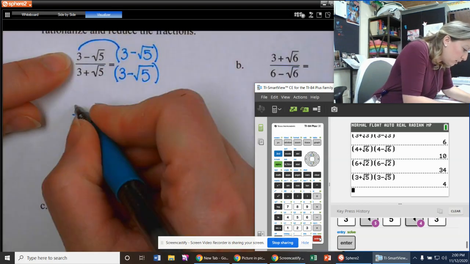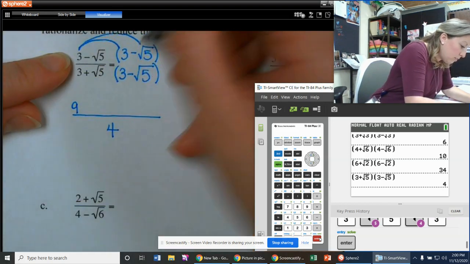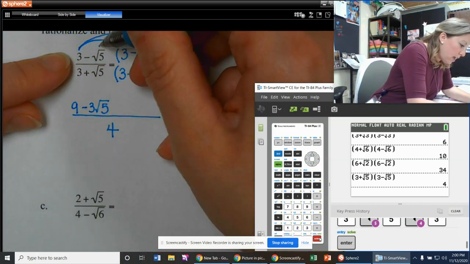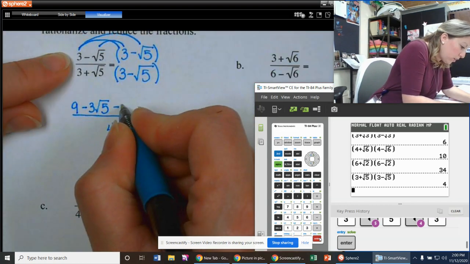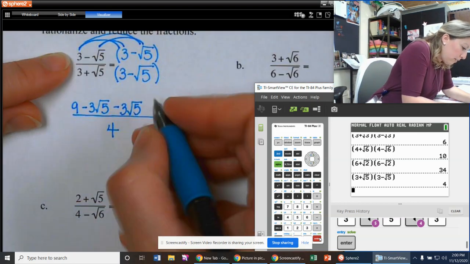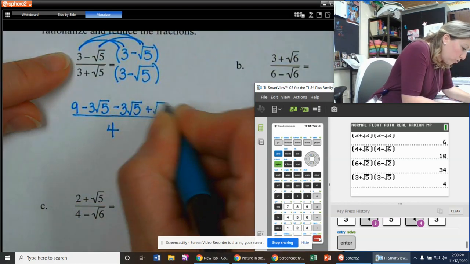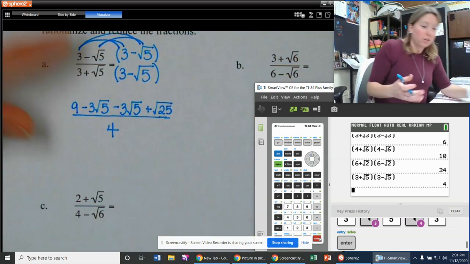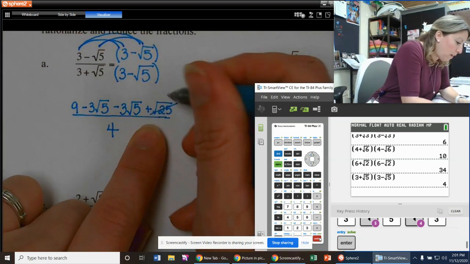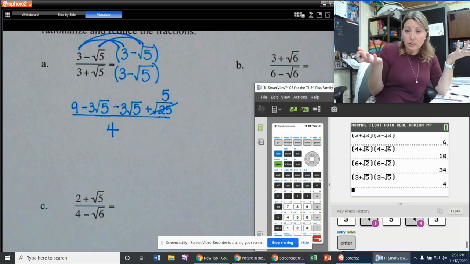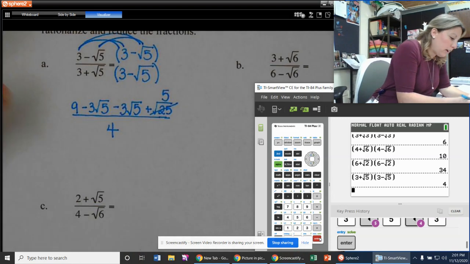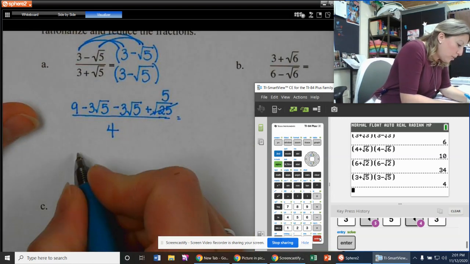3 times 3 is 9. 3 times negative radical 5 is negative 3 radical 5. Then negative radical 5 times 3 is negative 3 radical 5. And last is negative radical 5 times negative radical 5, which is positive radical 25. But remember, that was radical 5 squared, so the square root of 25 is 5. You could have just said the radical part canceled out. 9 plus 5 is 14.